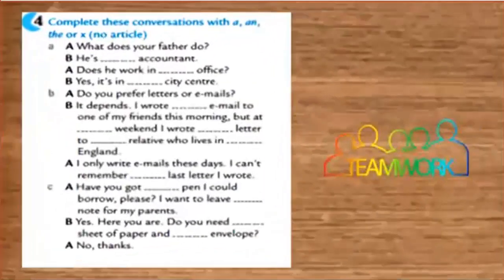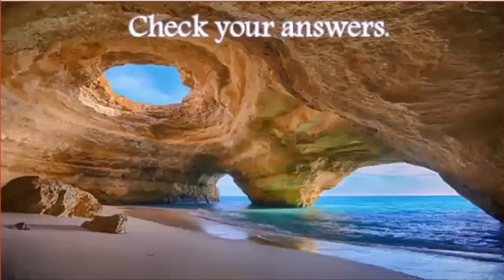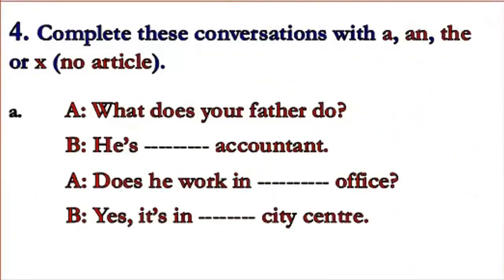And now, exercise 4. Complete this conversation with a, an, and the. Maybe sometimes we will put X, that means no article. Now let's go to see the answer.